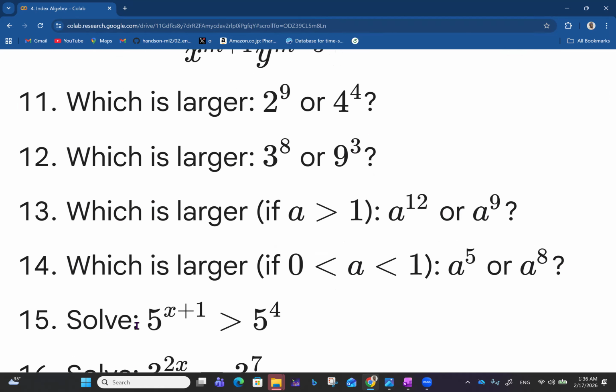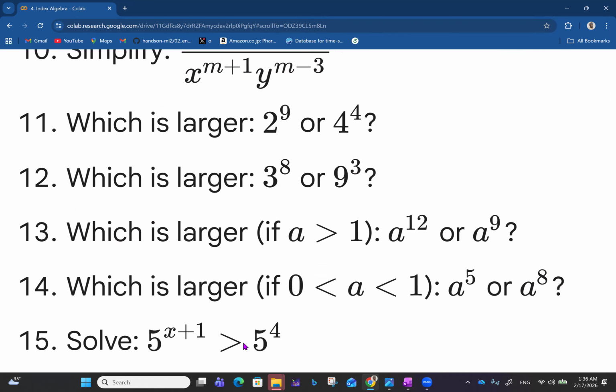We want to solve this. Of course, to solve it, because the bases are the same and they are greater than 1, we can just maintain the direction. x plus 1 is greater than 4. That means x is greater than 3 in that case. And that makes sense because if x is 3, 5 raised to 4 is not greater than 5 raised to 4. But if x is greater than 3, that means we have at least 4 plus 1, so 5 raised to 5 is greater than 5 raised to 4.